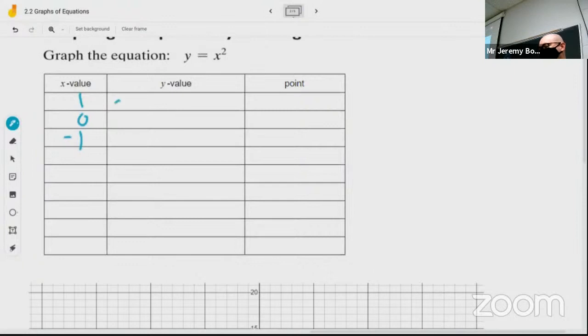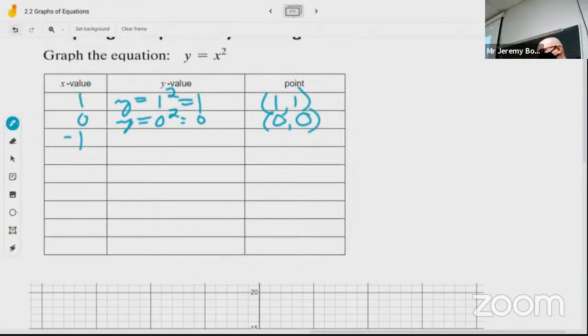So if we want to figure out what the y value is for 1, that's going to be 1 squared, which is just 1. So we're going to have the point 1, comma 1. If we do 0, 0 squared gives us 0, and so that's 0, comma 0. That's not bad. Just want to fix my 0 up there. There we go.